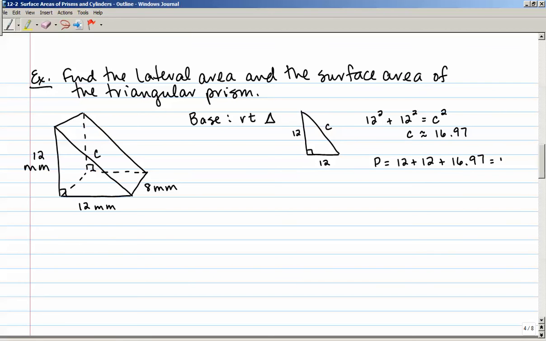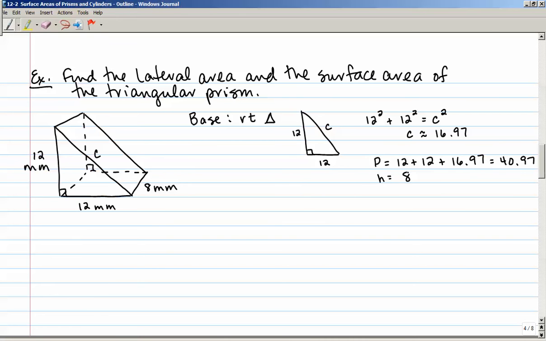So that means that the perimeter of this base is going to be 12 plus 12 plus 16.97, or approximately 40.97. Now the height of this prism is the distance between the bases, and the height is going to be represented by this 8 right here. The triangle in the front is 8 millimeters away from the triangle in the back.